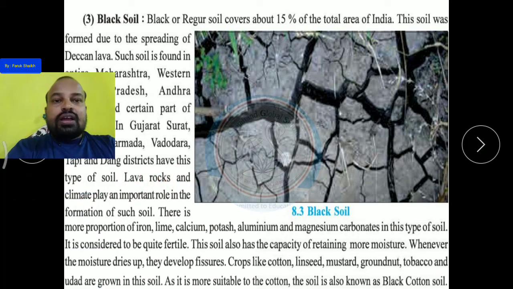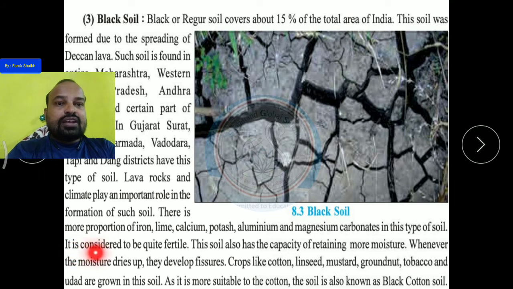Lava rocks and the climate play an important role in the formation of such soil. The volcanic eruption erupts the lava, and that lava rock and the climatic situation play an important role in the formation of black soil. There is a greater proportion of iron, lime, calcium, potash, aluminum and magnesium carbonate in this type of soil. So just keep in mind which minerals are available in the black soil.